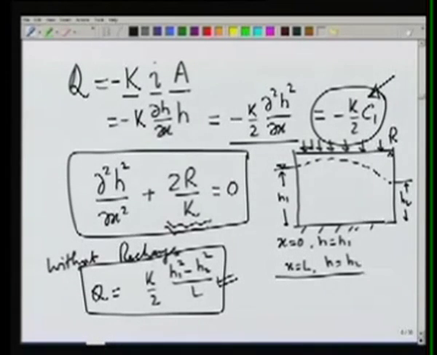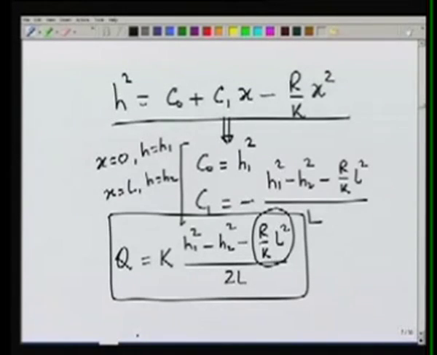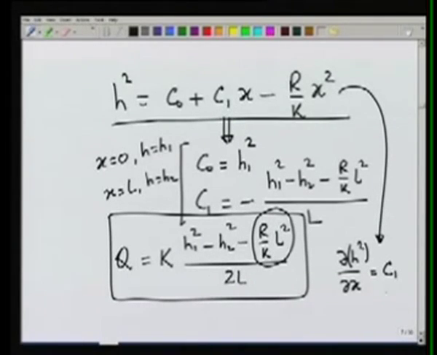For example, when there is no recharge, we know that Q is k by 2 times h1 square minus h2 square over L, which is not dependent on x. Now if we have the recharge, then Q will depend on x also.